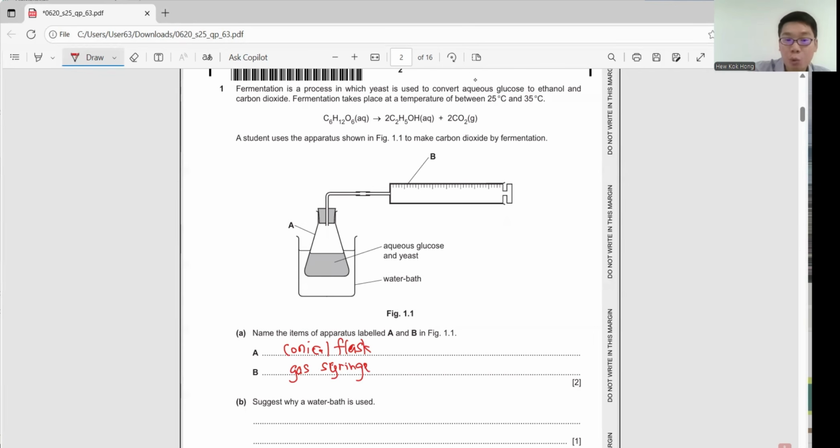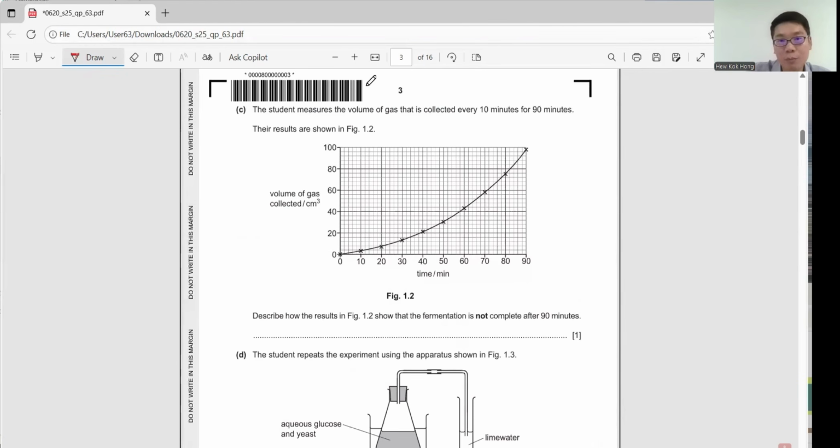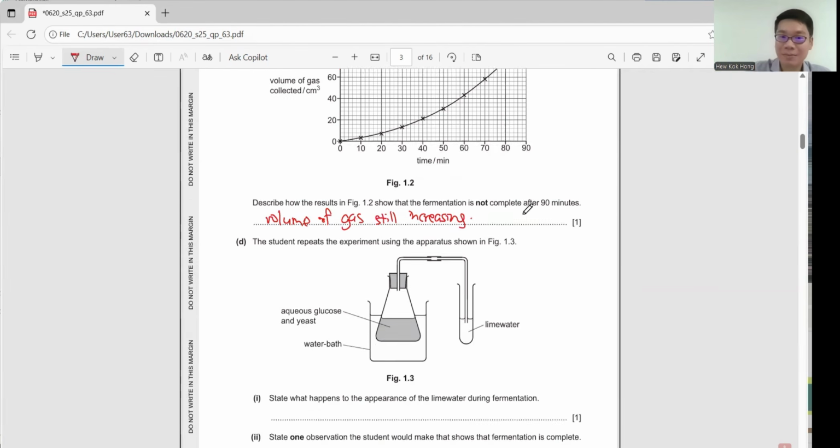Part B suggests why a water bath is used: it is always to keep warm. Part C, the student measured the volume of gas that is collected every 10 minutes for 90 minutes. The results are shown here. Describe how the results show the fermentation is not completed after time is 90 minutes: because the volume of gas is still increasing. If it's already completed, then the volume of gas will become constant, meaning no more gas is released.